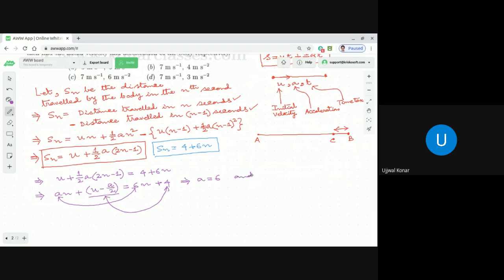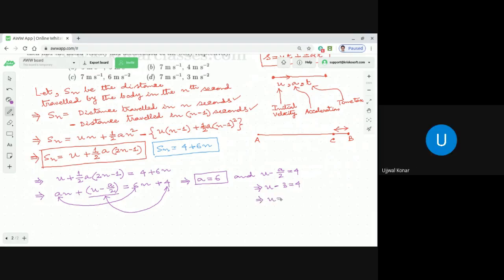And u minus a by 2 is equal to 4. So a is 6, that we already got. So that means what? U minus a by 2 means what? 3, because a is equal to 6 now. So 6 by 2 is 3. U is equal to 4, I mean U is 7.